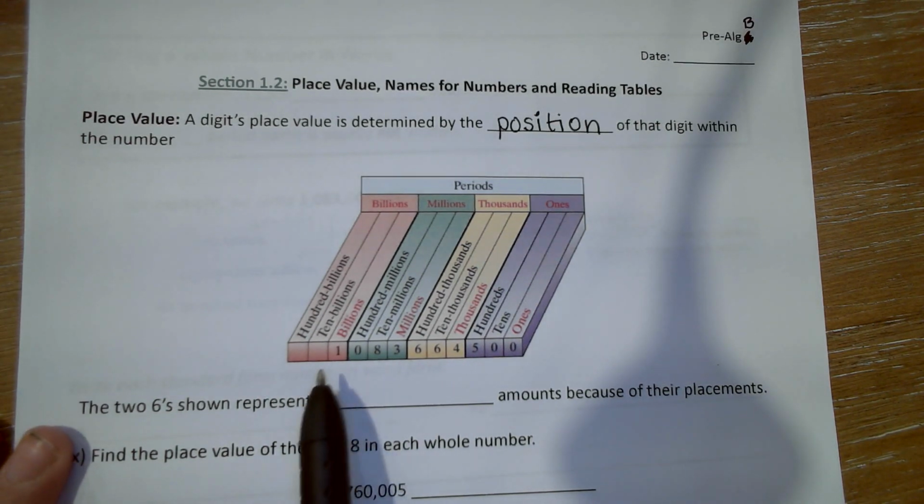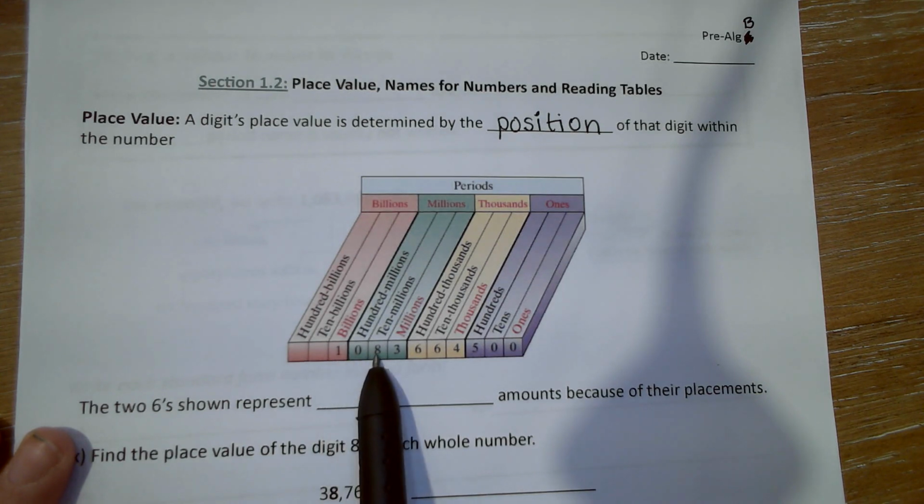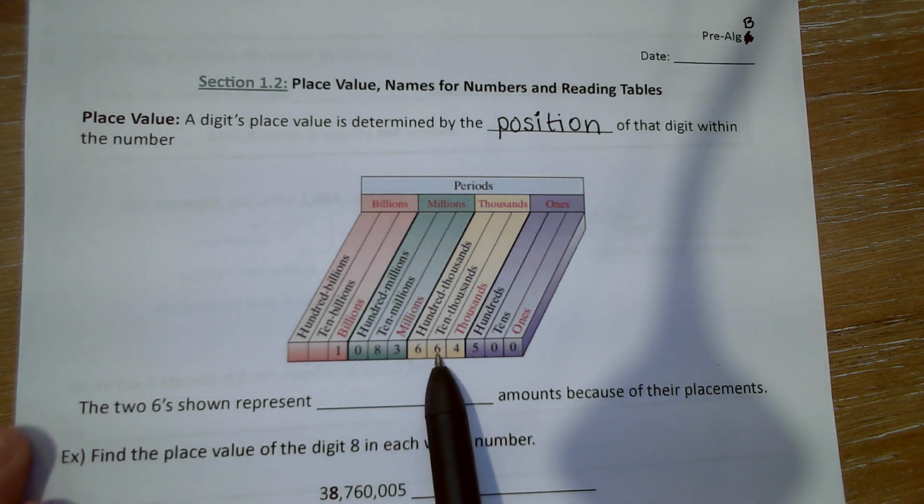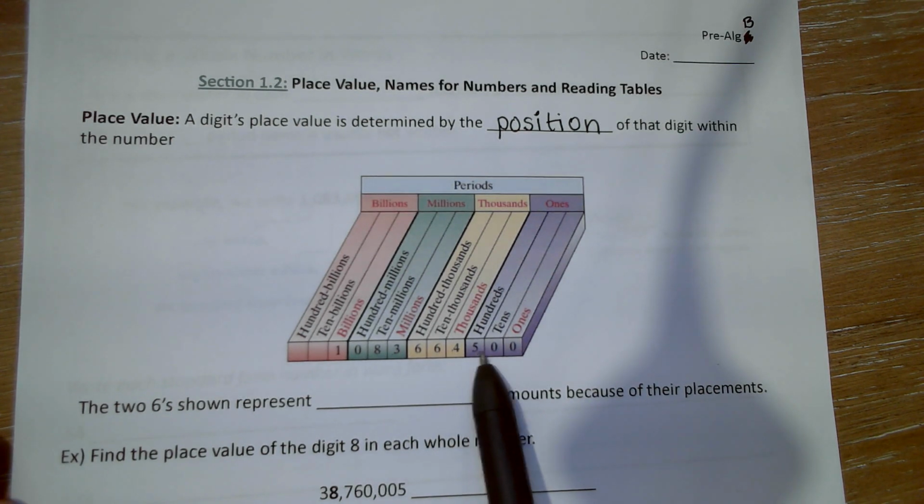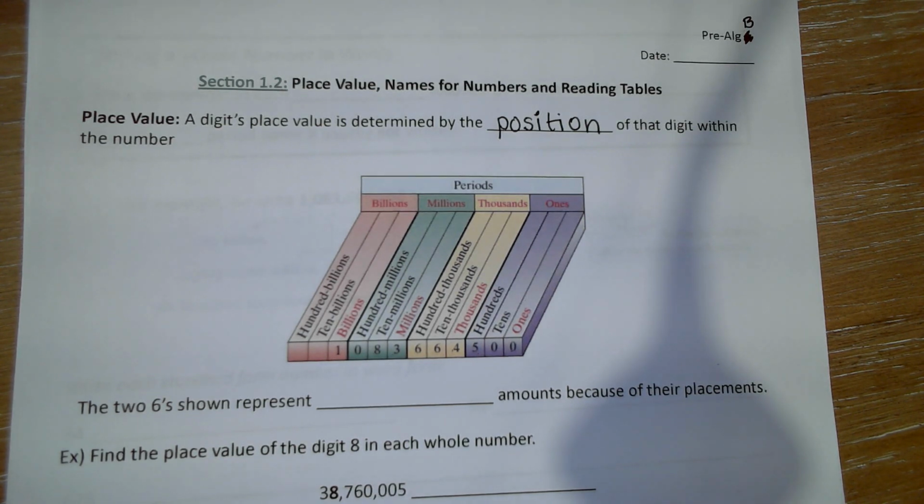So for example, we have here the number 1,083,664,500. Now, if we didn't have place value, this would be 1,083,664,500, and it wouldn't mean anything. We wouldn't know that that number was bigger than 5. But once we use place value, we can understand the true value of a number, how much it really is worth. So that place value, that position inside the bigger number is super important.